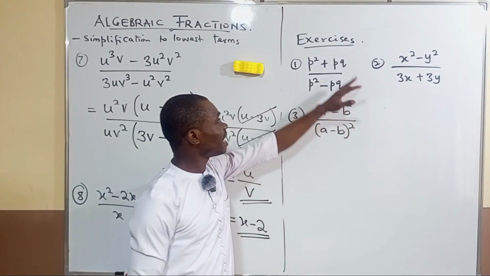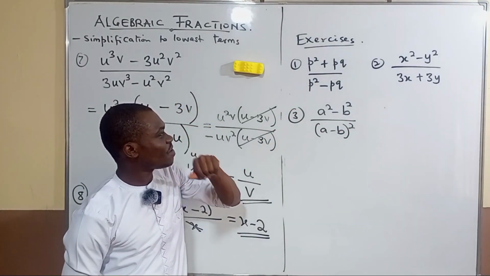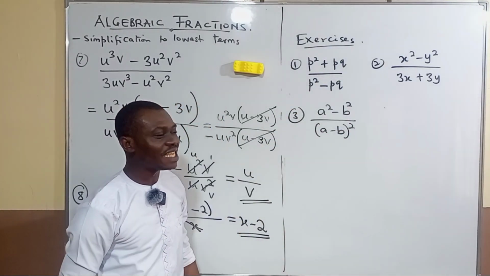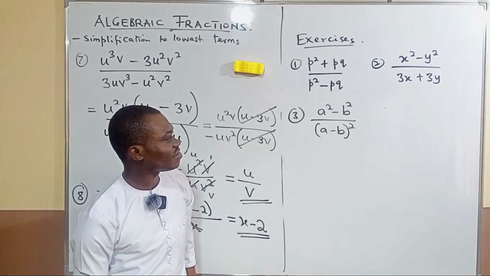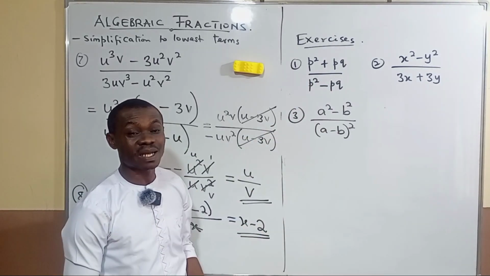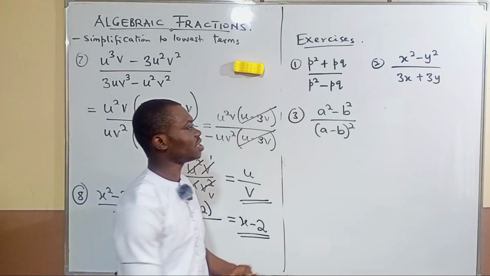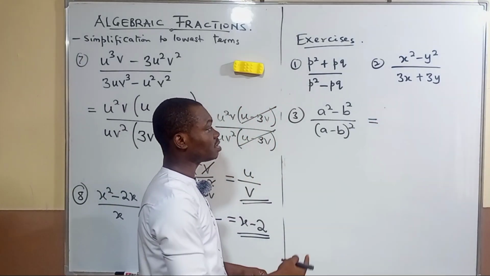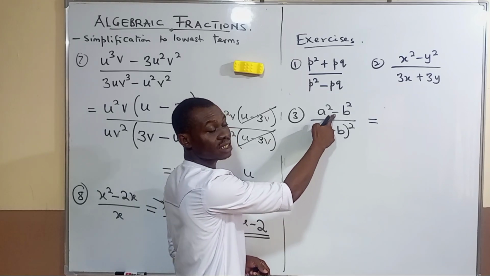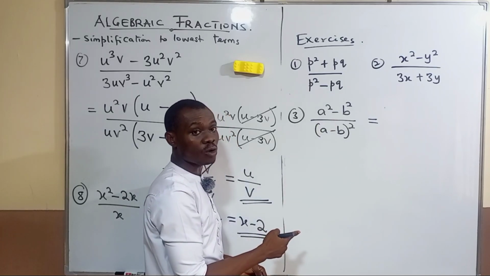Okay, so these are the exercises, but I think I'm going to do number 3, and then I will allow you to do the other 2. Or should I allow you to do all? Okay, let's do number 3 together. All right, and the reason I want us to see number 3 is because a number of students would do this in a wrong way.